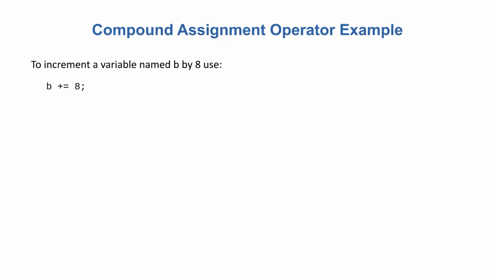The Guess My Number program is now complete, but there are a couple Java shortcuts you could have used. You can use the compound assignment operator, plus equals, to increment a variable. For example, to increment a variable named b by 8, use b plus equals 8.